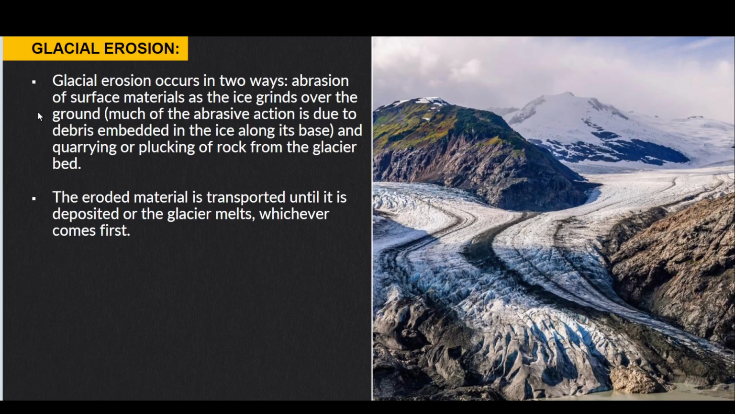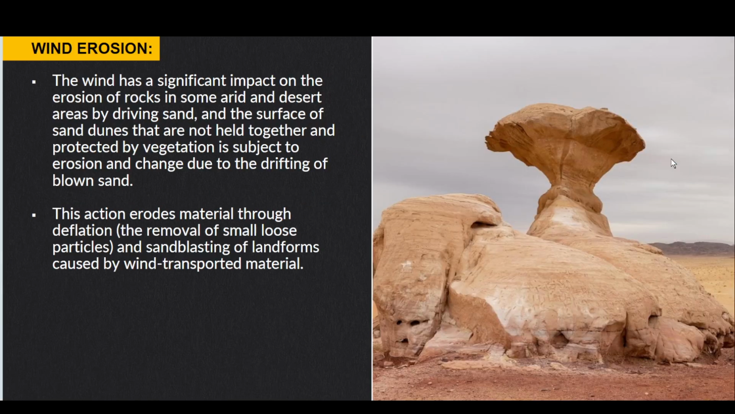First, abrasion of surface material as the ice grinds over the ground. Much of the abrasive action is due to debris embedded in the ice along its base, and the eroded material is transported until it is deposited or the glacier melts, whichever comes first.